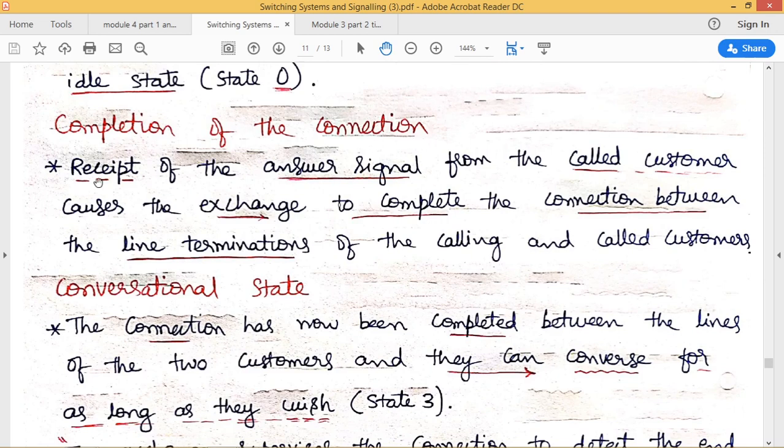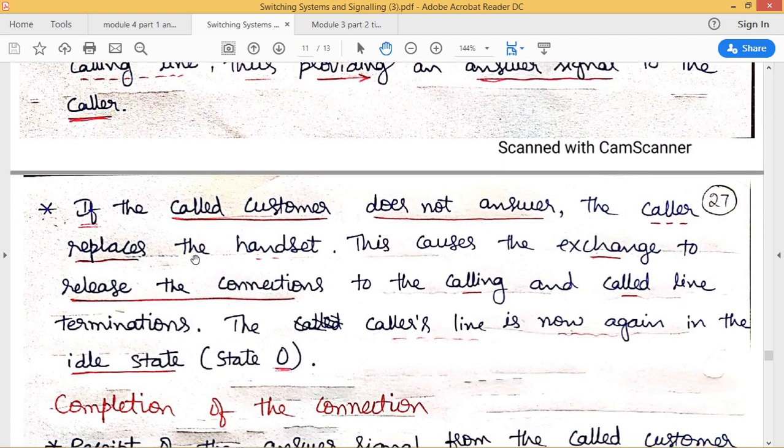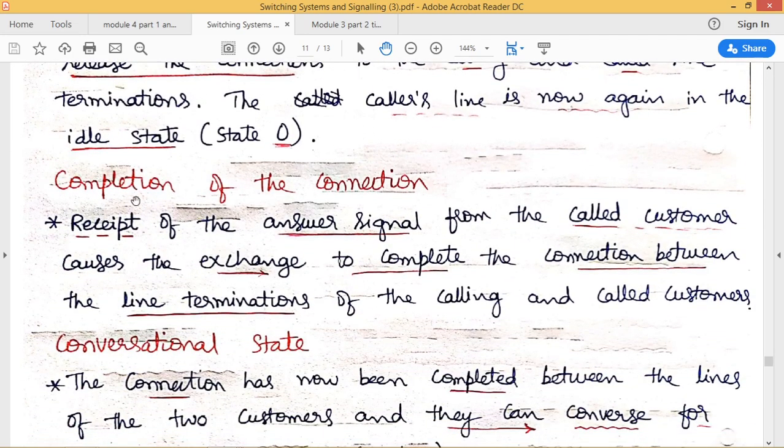So once the exchange has observed the answer signal, the connection is being completed. The receipt of the answer signal from the called customer causes the exchange to complete the connection between line terminations, or between the calling person and the called person. So once the connection has been established, that is what the completion of the connection is, between the line terminations of the calling and the called customer.